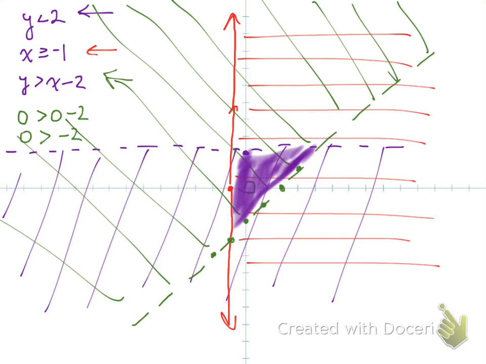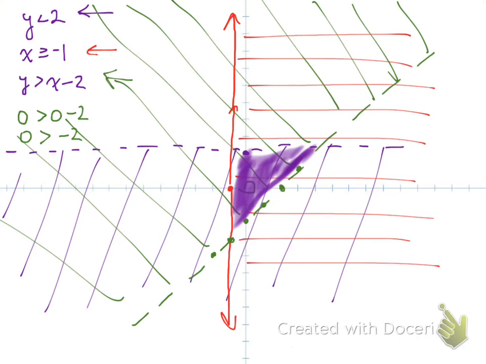So those points in that triangular region will all be solutions to the system of inequalities. So basically, to make a long story short, graph each inequality the way you always would. Pay attention to solid or dashed lines. Make sure you shade in the correct direction. And then you want to find the region that got shaded by each inequality in the system.